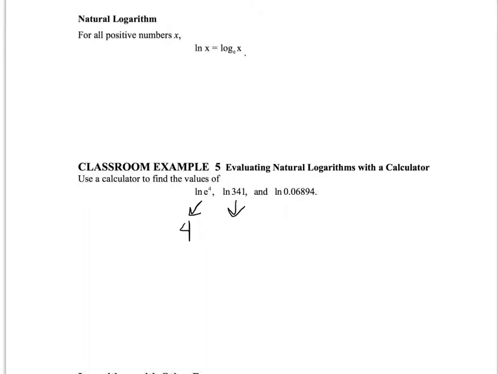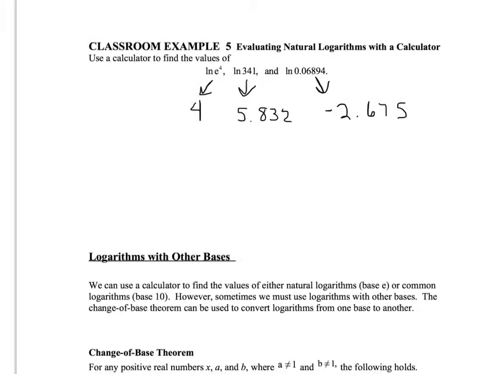If you type in the natural log of 341, make sure you are finding 5.832 as your answer in the calculator. And the natural log of 0.06894 should give you a value of negative 2.675 when you round to the nearest thousandth.